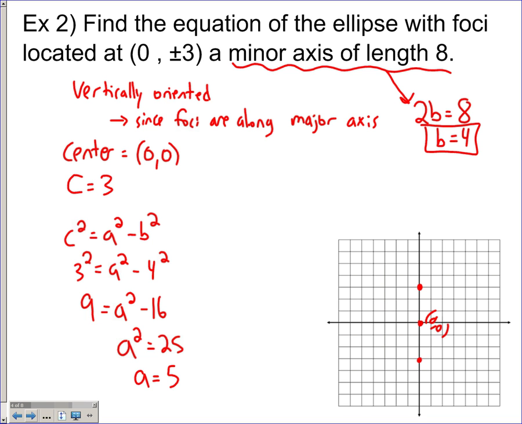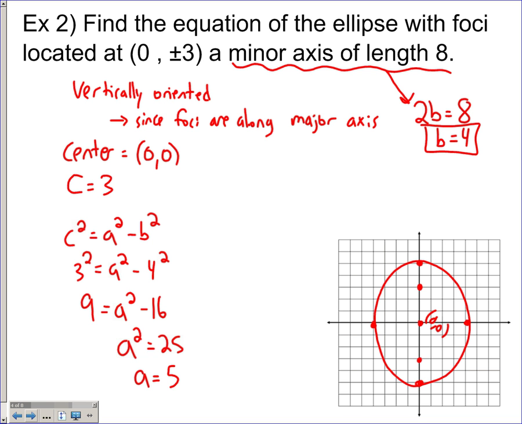So b is equal to 4. From my center, I'm going to go to the right 4, and I'm going to go to the left 4. A is equal to 5, so I'm going to go up 5 from my center, and I'm going to go down 5 from my center. And now I can graph my ellipse. So this looks a lot like a circle. It's stretched out just a very little bit vertically, but you can see our focus points lie along that major vertical axis in this case.